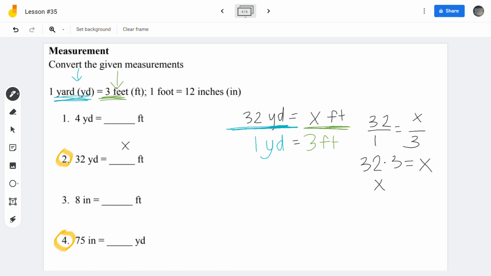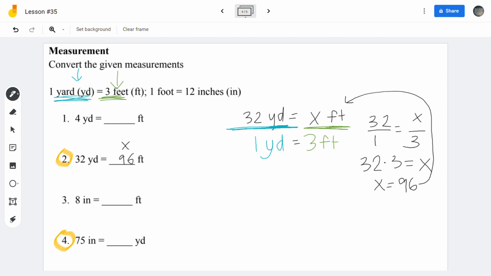And once you multiply 32 times 3, you'll know that you'll end up with 96. So now we found our missing number x. So now that's what we're going to put over here. So our final conversion is 32 yards equals 96 feet.